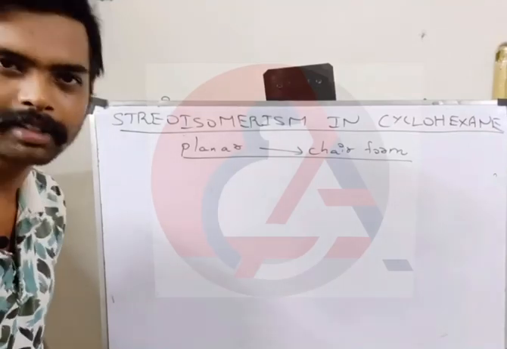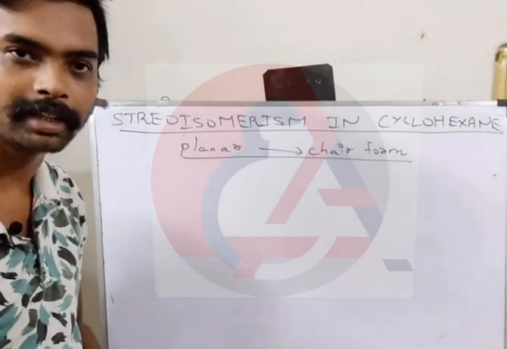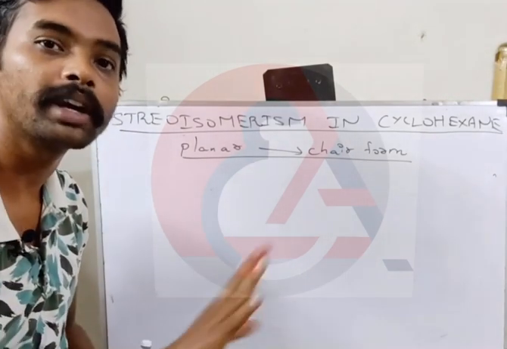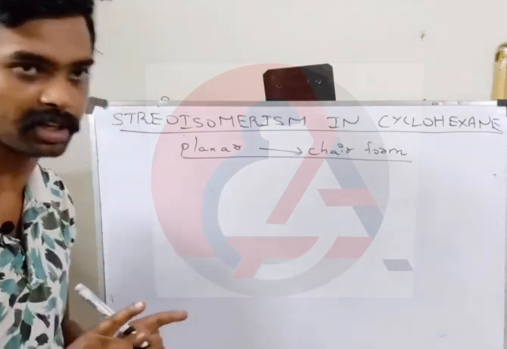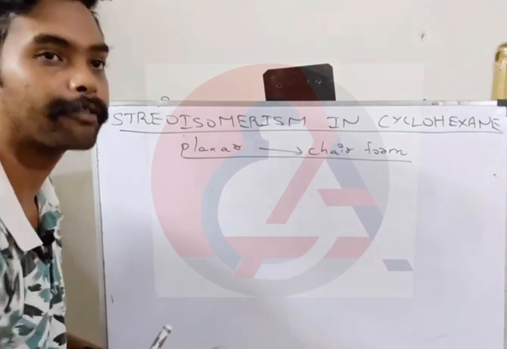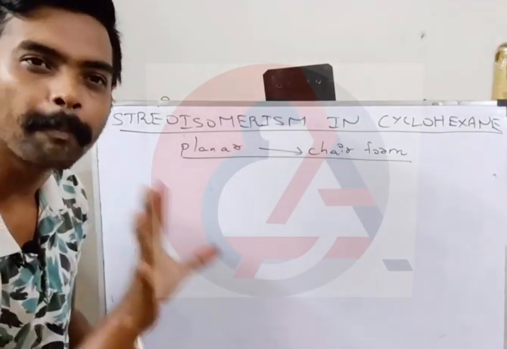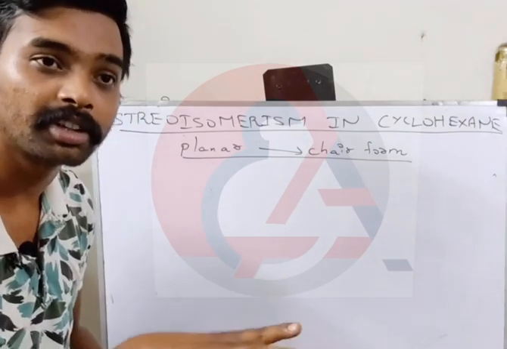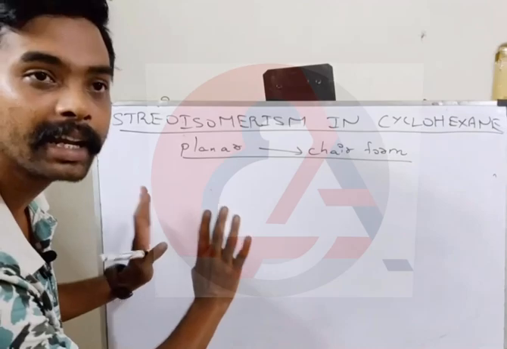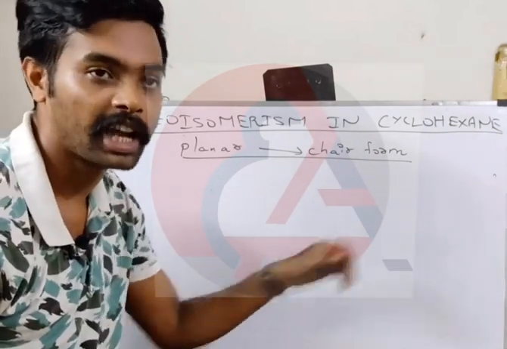So today we are going to see a shortcut in the stereoisomerism of cyclohexane. The topic we are going to see today is, if I have stereoisomers in the cyclohexane planar structure, how am I going to incorporate that into the chair form? First we'll try to understand how we represent geometrical isomers or stereoisomers in cyclohexane compounds. First we'll take the planar structure, then we'll try to incorporate it in the chair structure.